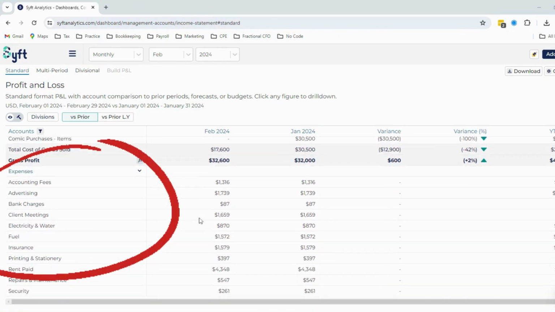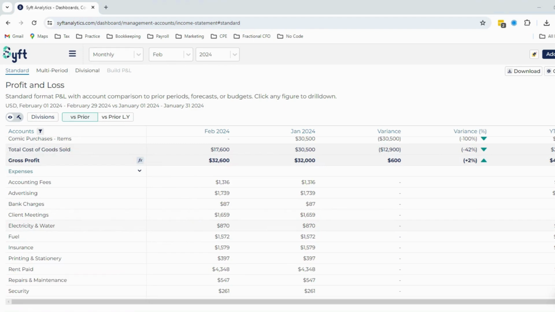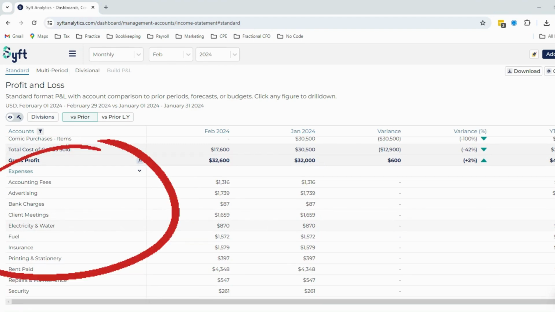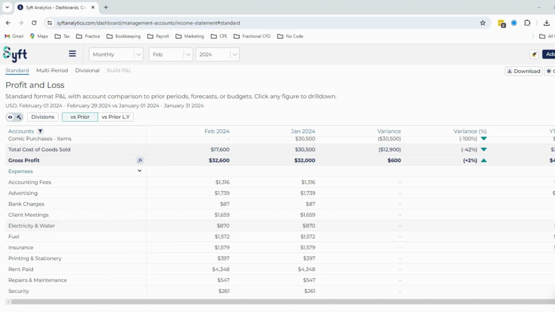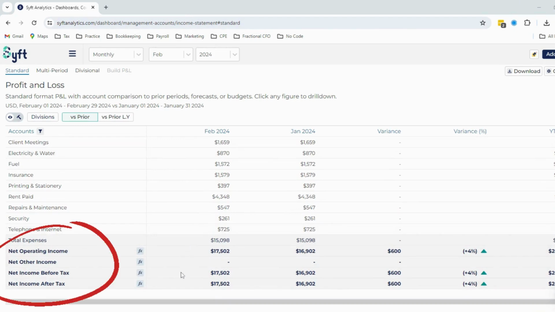And then we go down to our operating expenses. The operating expenses are those indirect costs that are important for the business, but aren't directly related to creating the product or delivering the service. So you might have marketing, you might have back office salaries or professional fees, utilities or rent. And then after all your expenses, you're left with your net income.